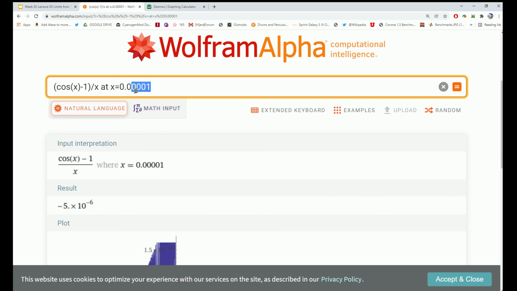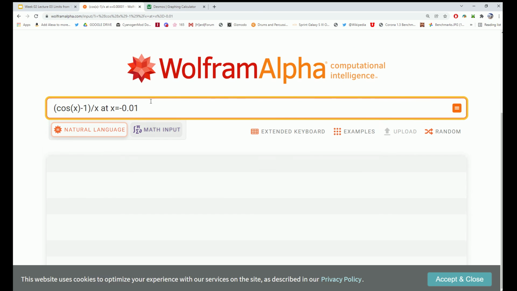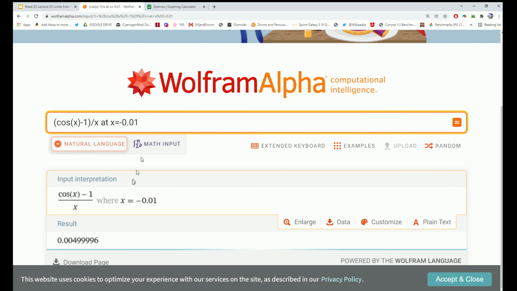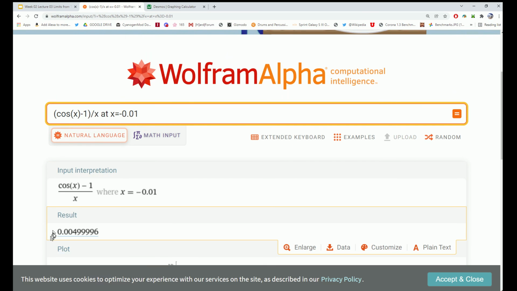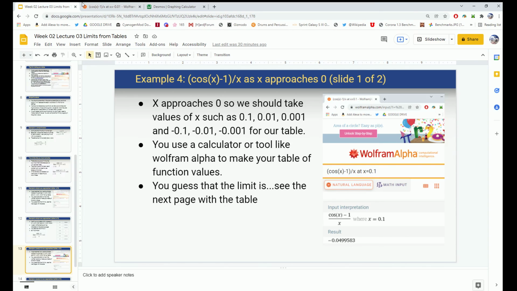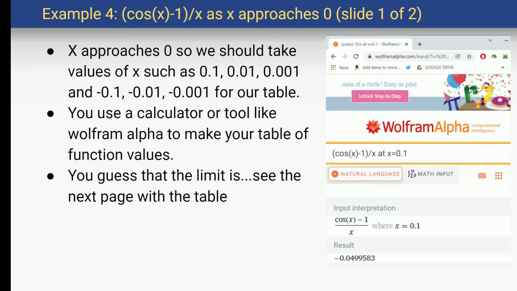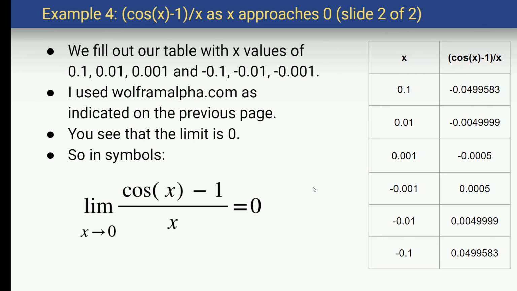And of course, we were doing this on the other side as well, so on the negative side of 0. So you had to do negative 0.01, and then you get a positive answer. If you look at your table of values on the next page here, you can see I filled it out, and you have your x values and you have your function values.